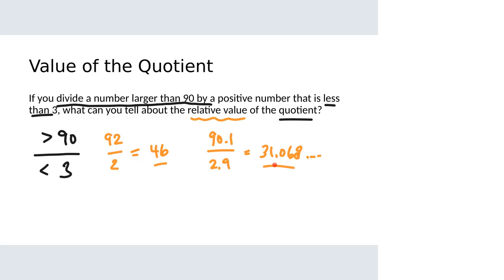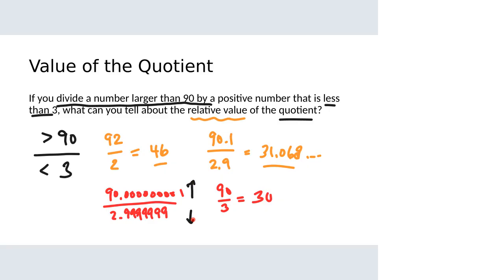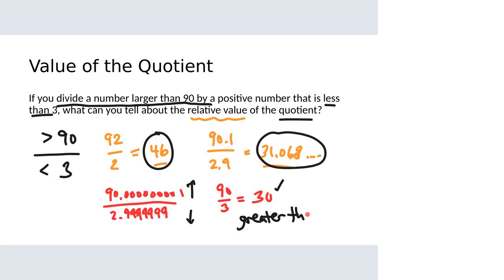What happens here is this. We're going to approach this problem from a standpoint of saying, what if I pick something that is really close to 90, and I pick something that is really close to 3? Essentially, what I'm doing here is really just doing 90 divided by 3 would give me 30, except for the fact that the number on top has to be a little bigger and the number on the bottom has to be a little smaller. What that's going to do is make my quotient bigger than this number right here. So what I can say about the relative value of the quotient is that it has to be greater than 30.